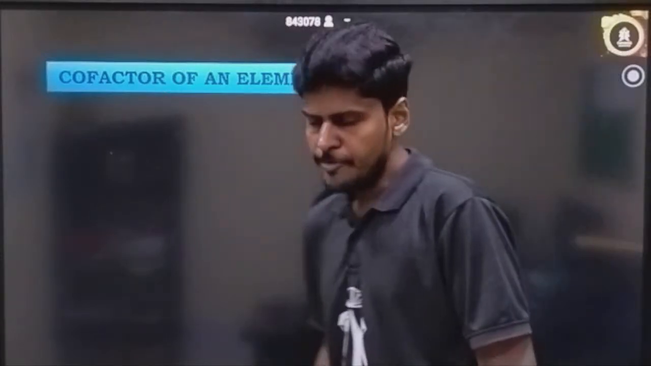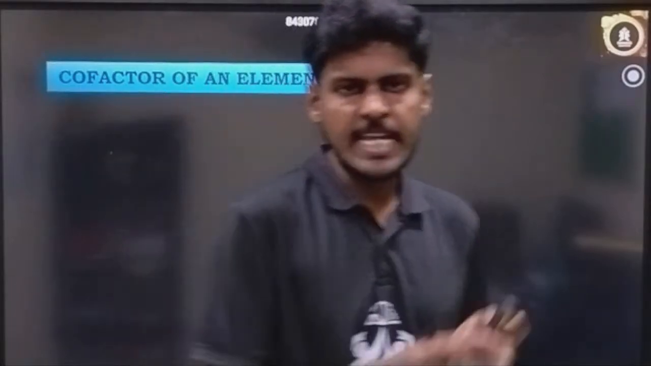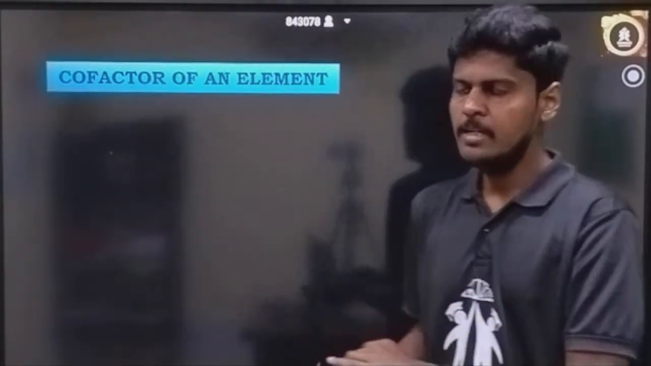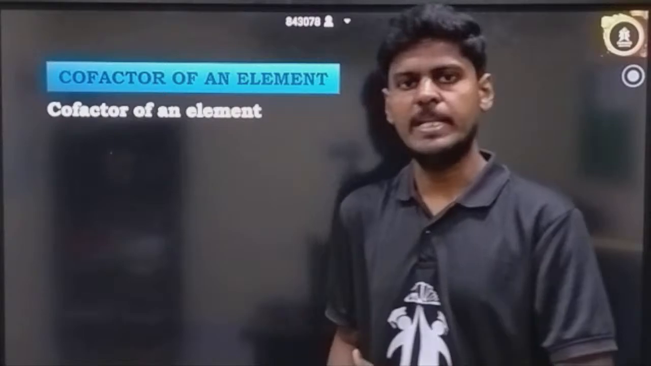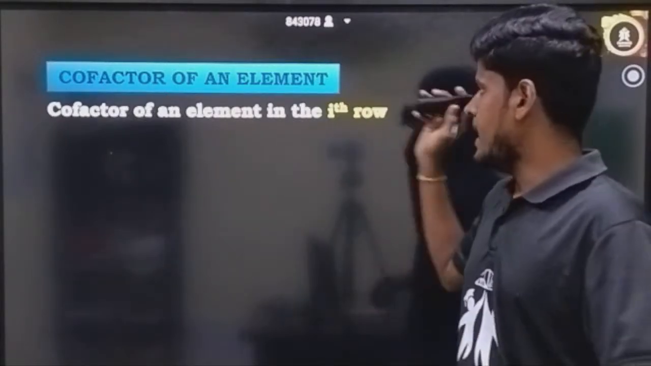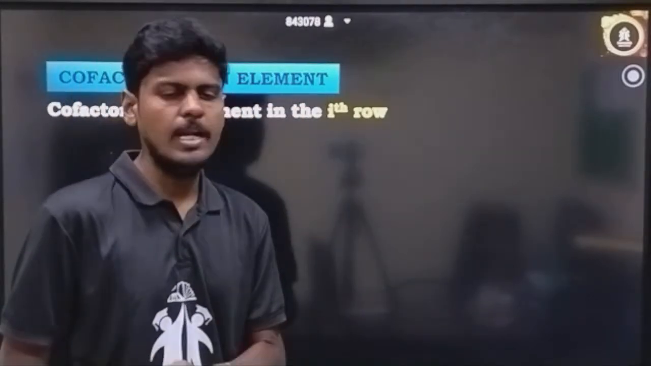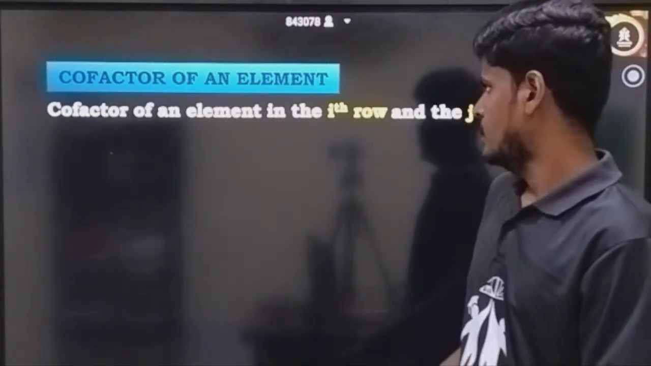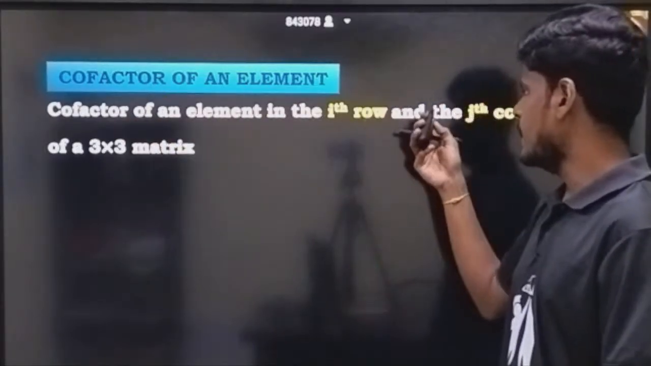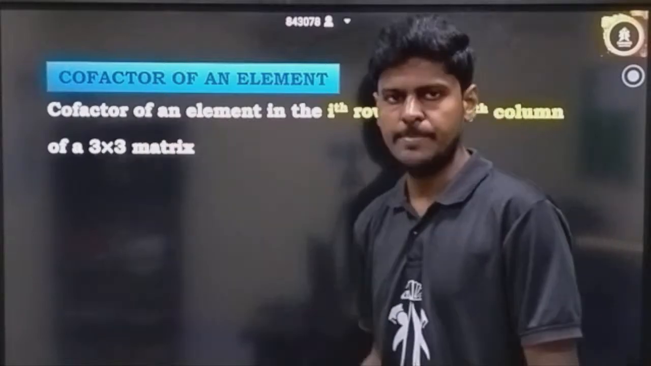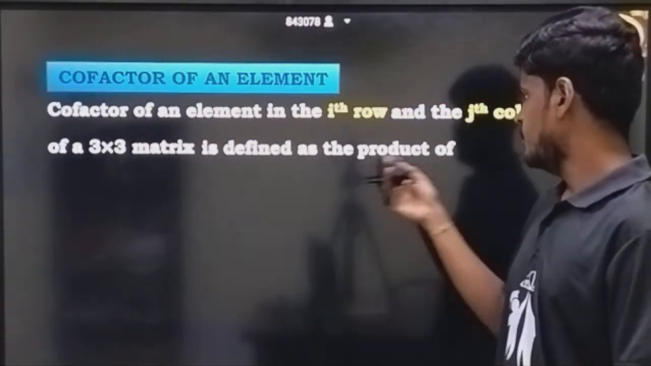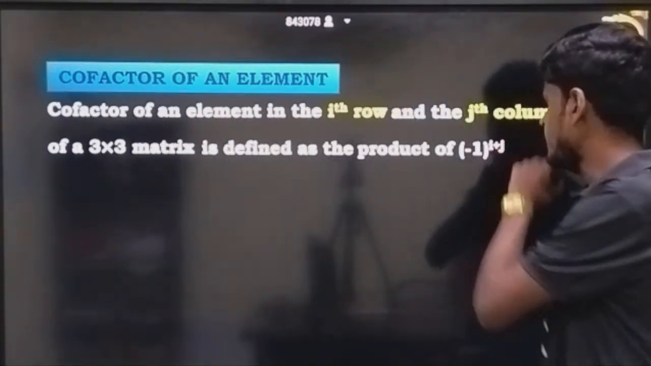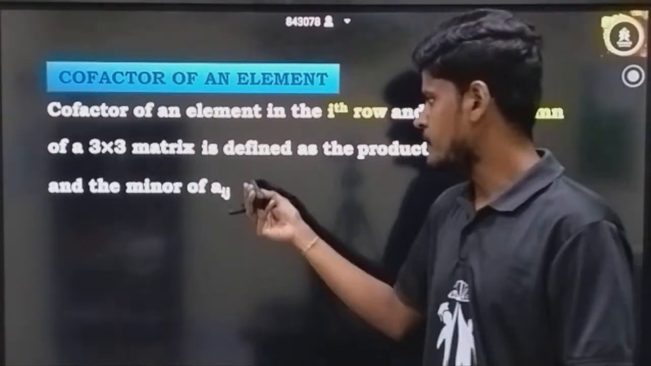Next is cofactor. Cofactor is nothing but the signed minor. What do you mean by that? Cofactor is nothing but the signed minor. And how to choose the sign? It is based on how we expand the determinants, the same property. When we add the row and column number, if it is an even number, we take a positive sign. If it is an odd number, we take a negative sign. And write the minor of that element. So the cofactor of an element in the ith row and the jth column of a 3 by 3 matrix is defined as the product of minus 1 power i plus j and the minor of aij.